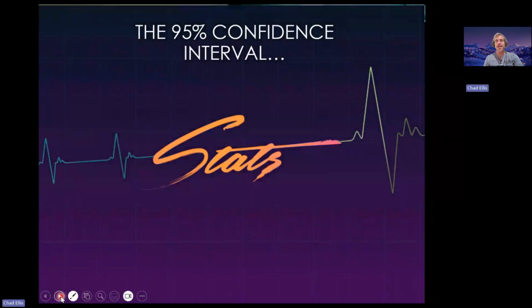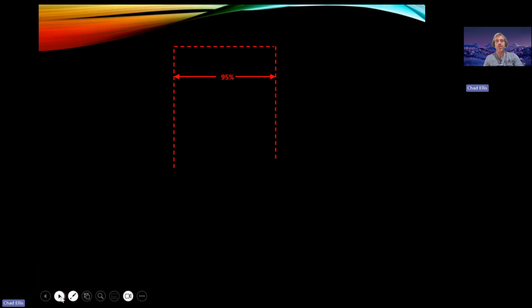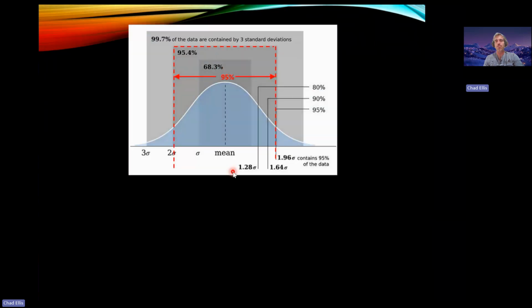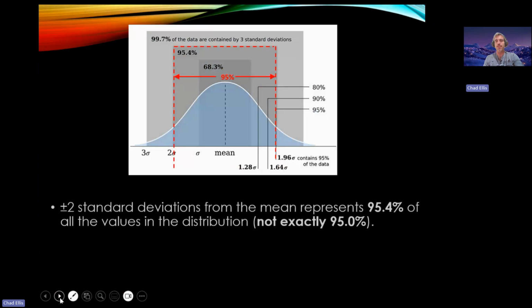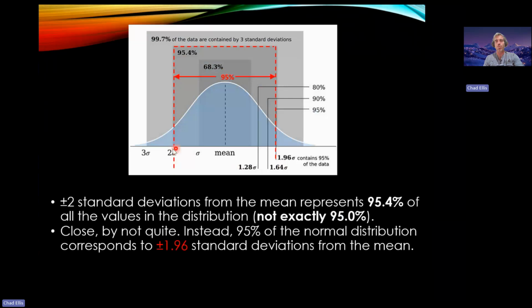So let's look at the 95% confidence interval. As I just showed, that's going to correspond not quite to 2 standard deviations or standard errors above and below the mean, but it's close. It's 1.96. So you can see that 95% of the area underneath the normal distribution extends out to minus 1.96 on the left-hand side and plus 1.96 standard deviations or standard errors above the mean on the right-hand side.